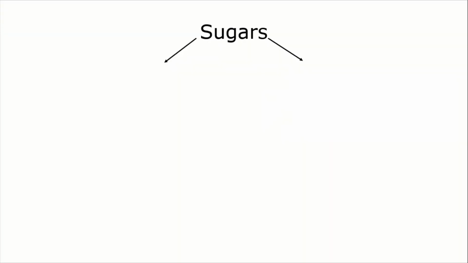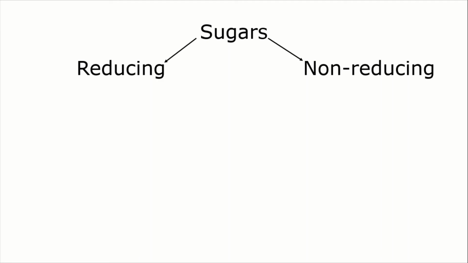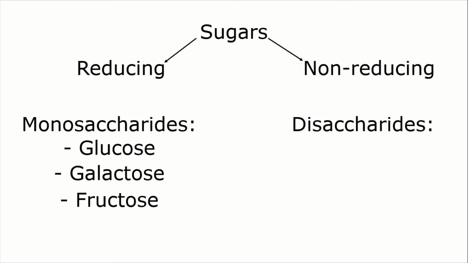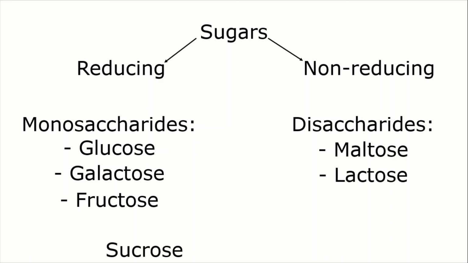When we talk about sugars, we can not only class them as monosaccharides, disaccharides, polysaccharides, etc., but we can also class them as reducing and non-reducing sugars. So the reducing sugars that we've looked at so far for the monosaccharides are glucose, galactose and fructose, and for the disaccharides are maltose and lactose. But what about sucrose? Well, sucrose is classed as a non-reducing sugar, and we can test for the differences between reducing and non-reducing sugars in a solution by performing the following tests.